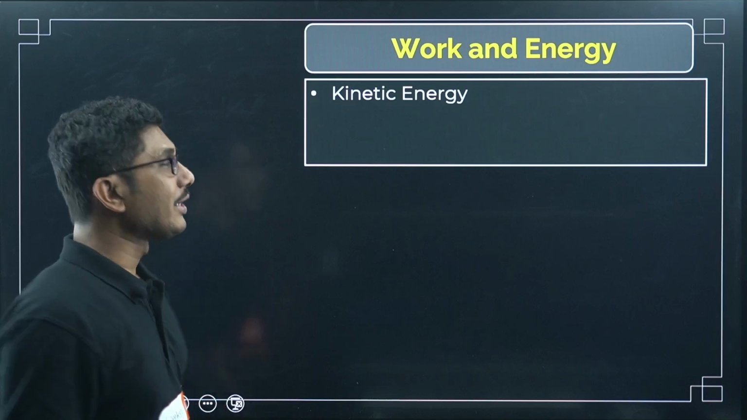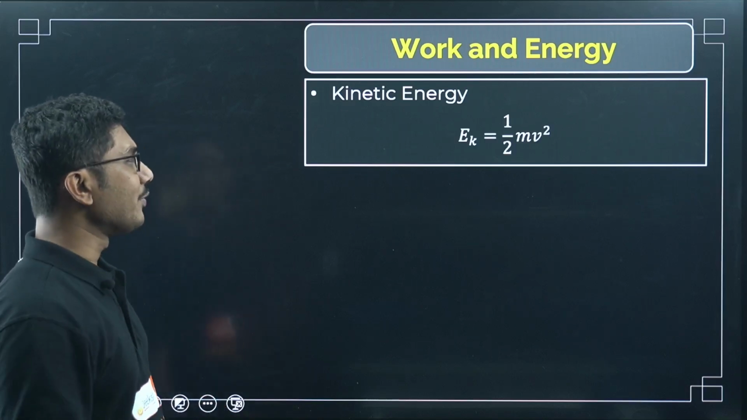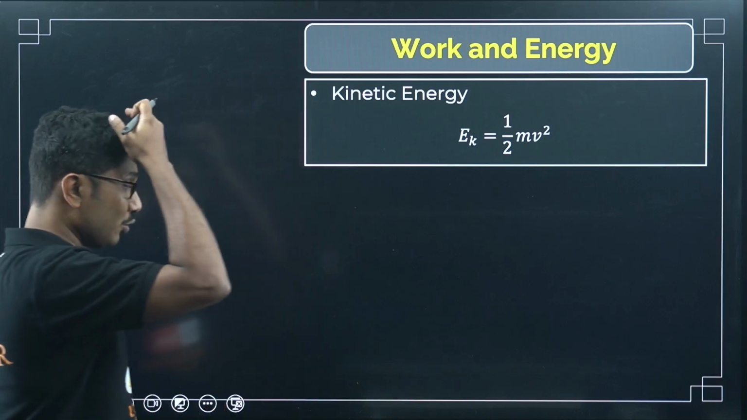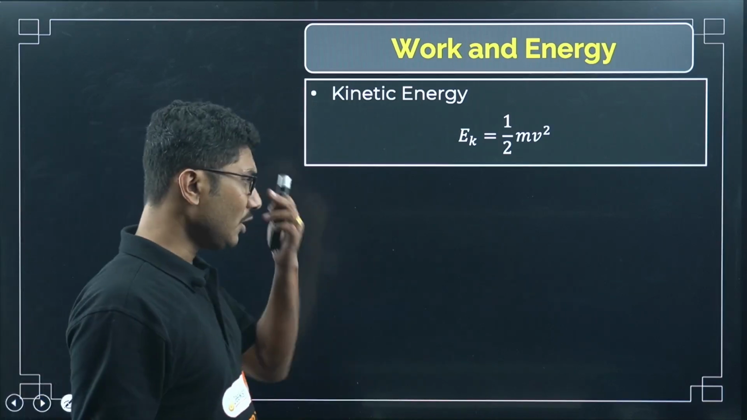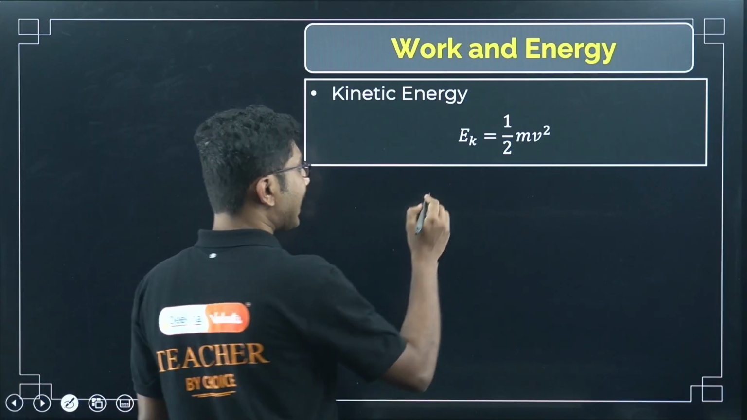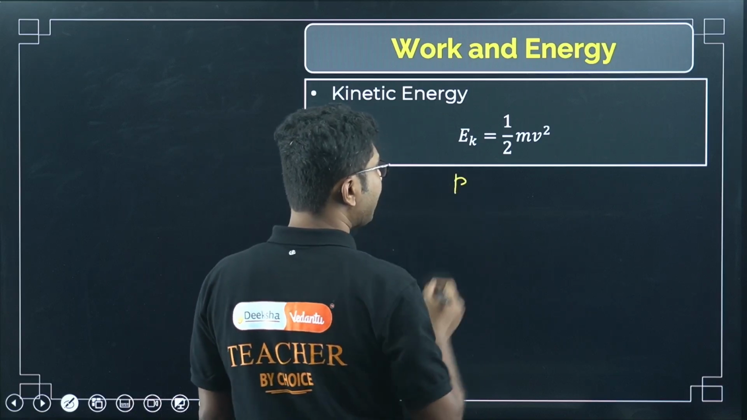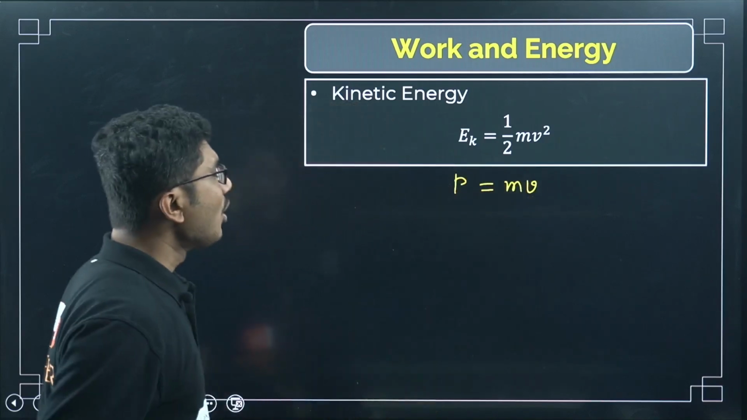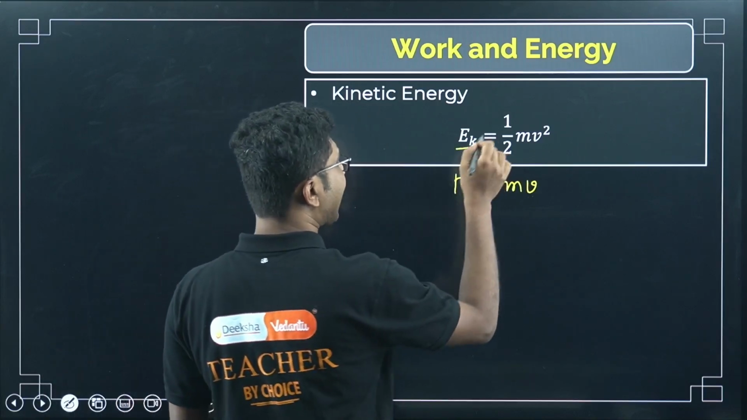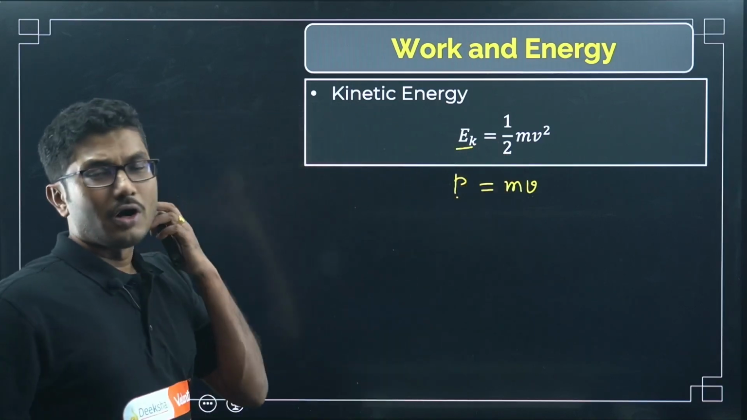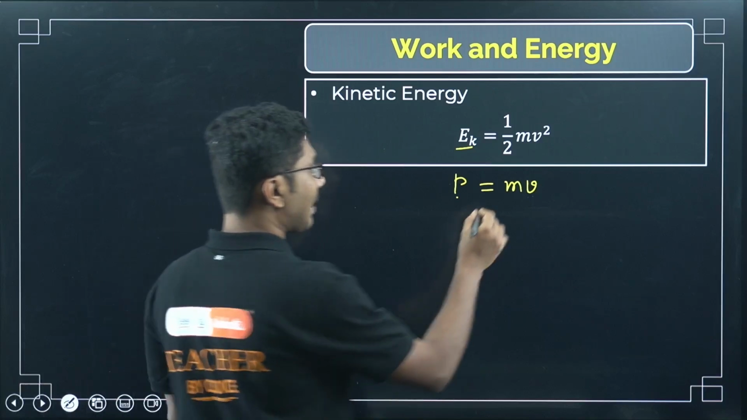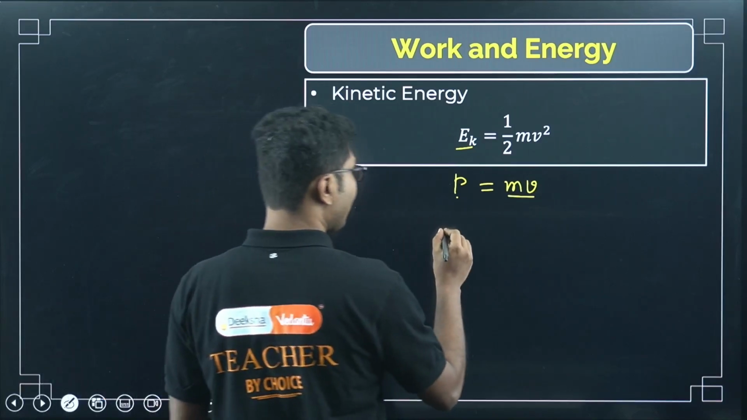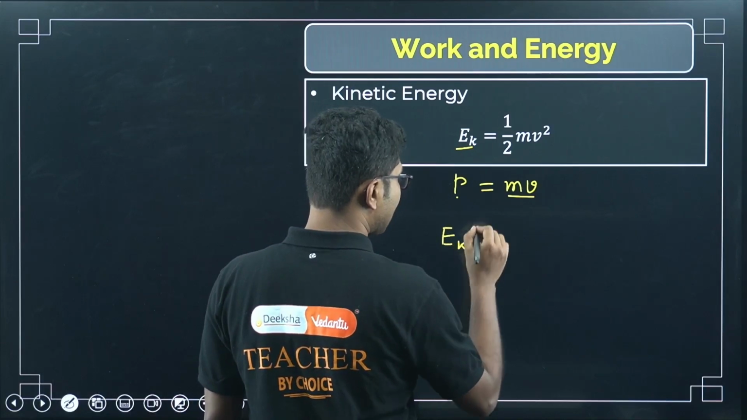Kinetic energy. Let's look into the formula for kinetic energy. I hope everyone remembers that kinetic energy is given by half mv square. Now there are two things that you need to remember to solve problems quickly. That momentum, generally denoted by small p, is given by mv. So we try to find the relationship between the kinetic energy and momentum. If you don't remember this, if you start from here, that is also fine, but if you remember the formula directly, it will save some time for you.